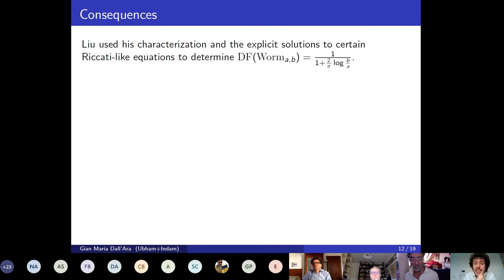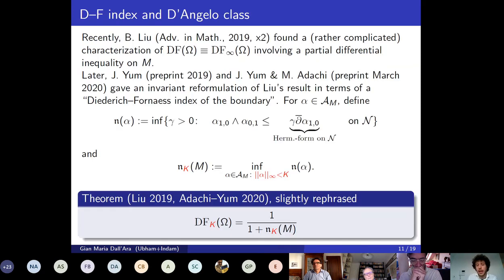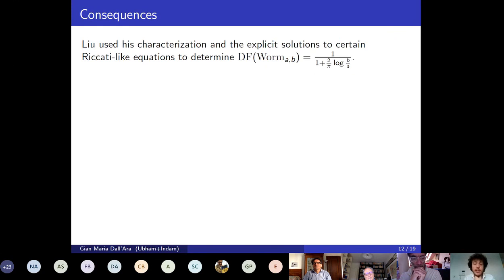And it's worth saying that this is actually the first and unique to date example of a Diederich-Fornaess index which is explicitly calculated. As we'll see, as a consequence of our results, we'll know that many domains have Diederich-Fornaess index strictly less than 1. But these are the only class of domains with index strictly less than 1 for which it is actually known, and it's equal to 1 over 1 plus 2 over pi log b over a. So this number, 2 over pi log of b over a, is actually the norm n that appears here. Okay, this is already pretty interesting.